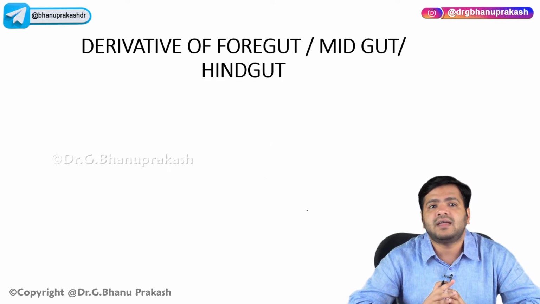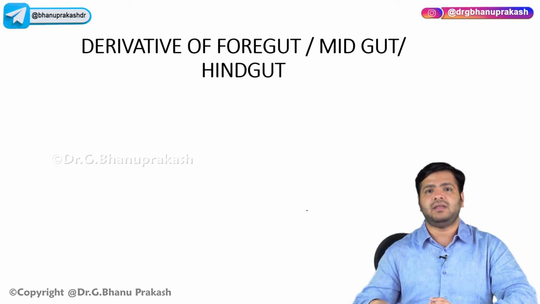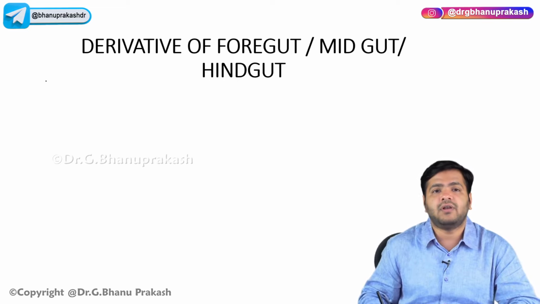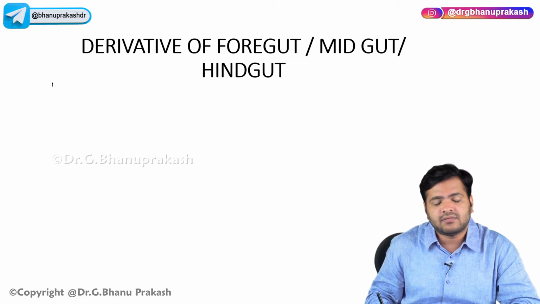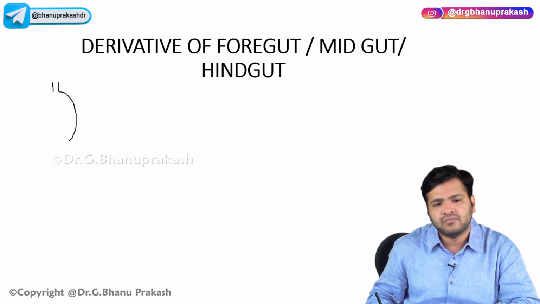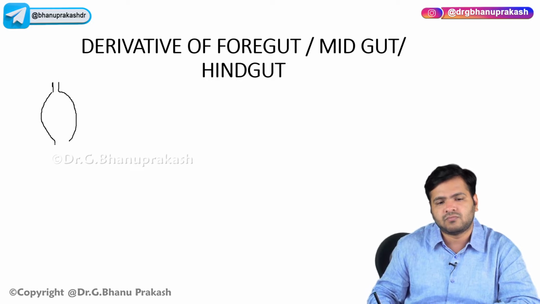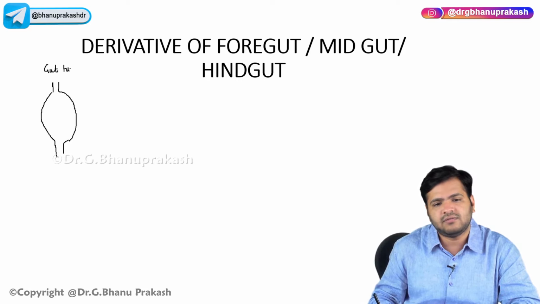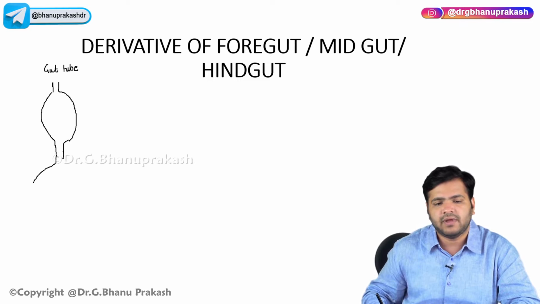Now let us understand the development of the foregut, midgut and hindgut, how they are developed. I'm just talking about the yolk sac, right? So the yolk sac is now developed into the foregut. Now this is the foregut, this is the gut tube. If I say this is the gut tube, this portion is the foregut which I am drawing.